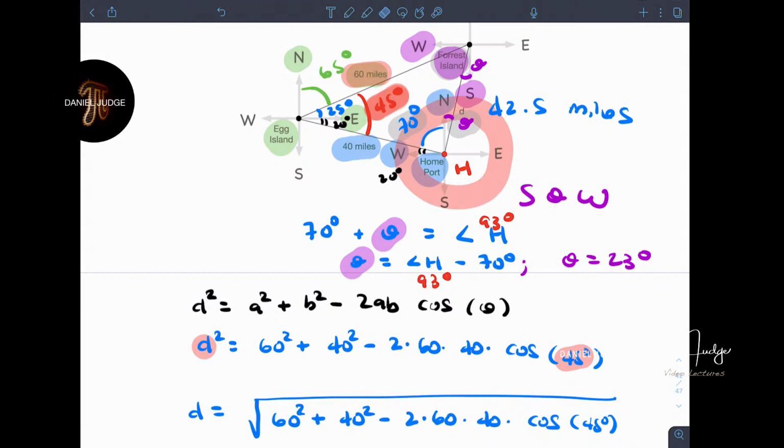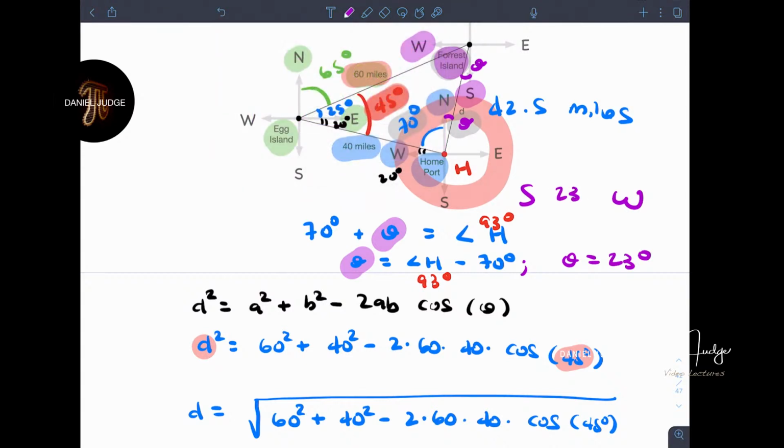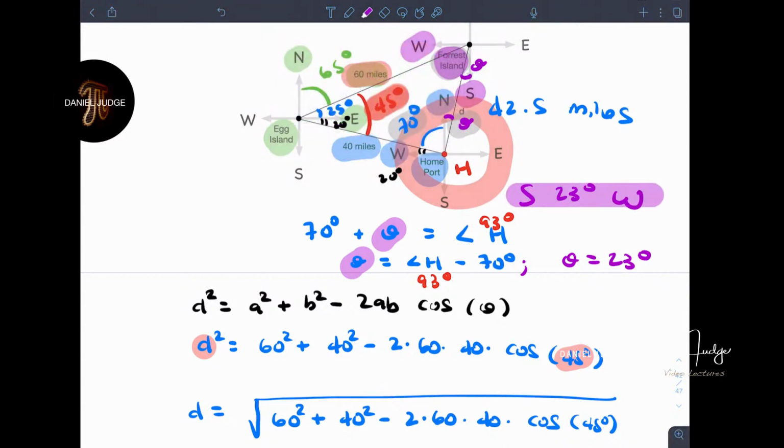So what this now means for us is we have found what we're looking for: 23 degrees. So we have to go southwest 23 degrees from Forest Island to get to the home port. And that's how you go about this question here.